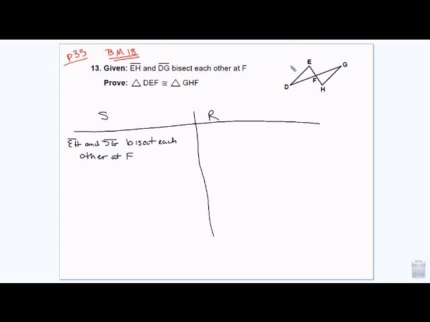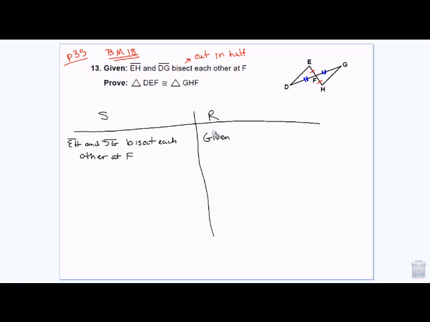Okay, so let's look at that for a second. Remember what it means to bisect? The word bisect is to cut in half. So if I take EH and I cut it in half, that means these two are the same length. And if I take DG and I cut it in half, that means these two are the same length.